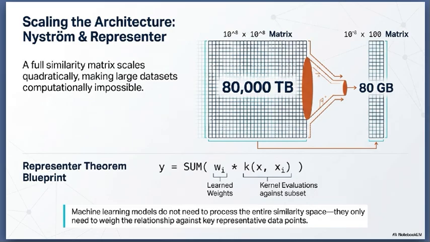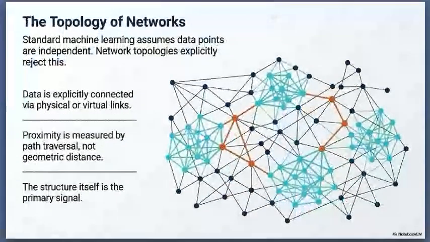Oh, I see. By doing this, you capture the vast majority of the geometric information, but you shrink that impossible 80,000 terabyte matrix down to a highly manageable 80 gigabytes. Wow, from 80,000 terabytes to 80 gigs. Right. It retains the structural integrity of the relationships without the impossible computational burden. That makes a lot of sense.